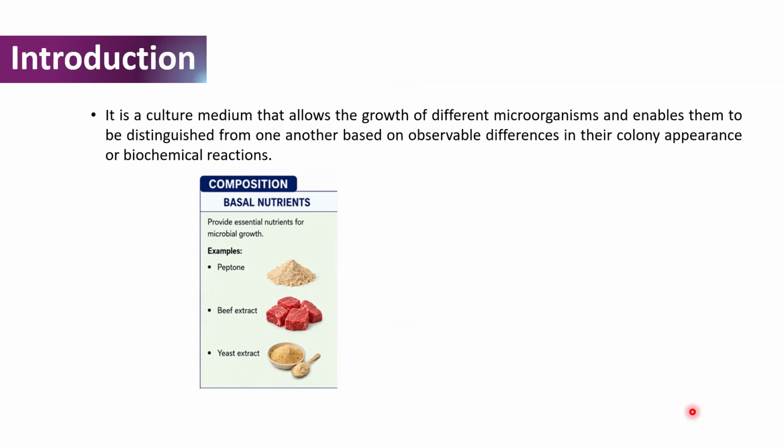So the first component happens to be basal nutrients, and these basically provide the essential nutrients for microbial growth. Examples are peptone, which supplies amino acids, peptides, nitrogen, and energy needed for bacterial growth. We also have beef extract, which provides vitamins, minerals, and organic compounds to promote bacterial growth and metabolism. And we have yeast extract, which is rich in vitamin B, amino acids, and supplies growth factors to support most fastidious bacteria to grow.